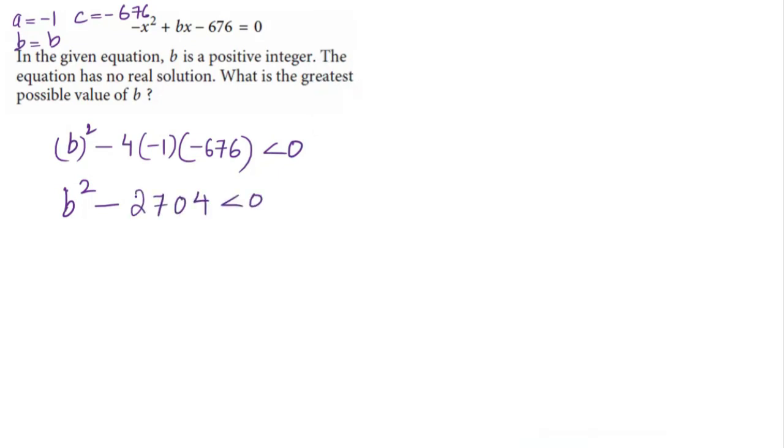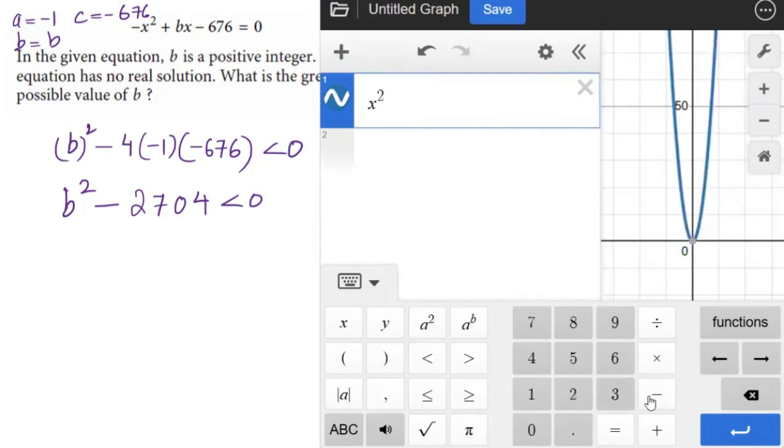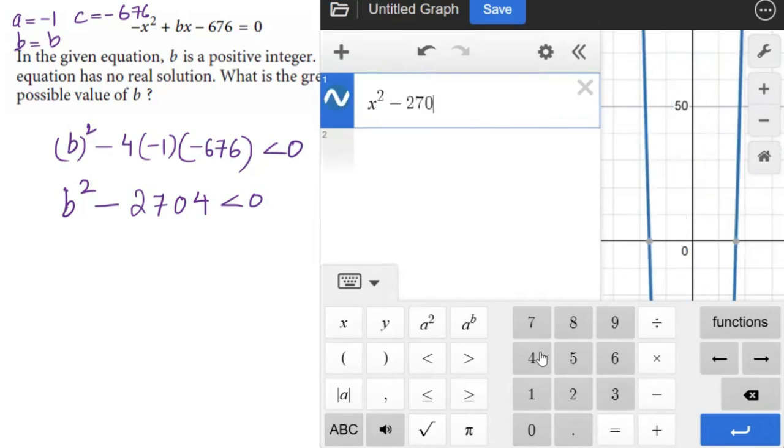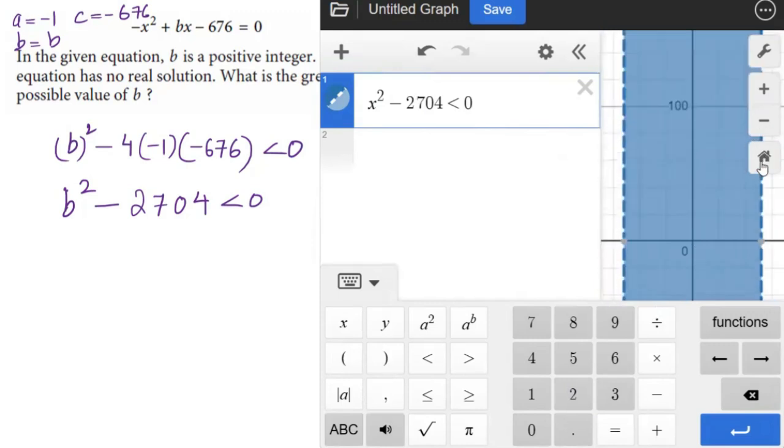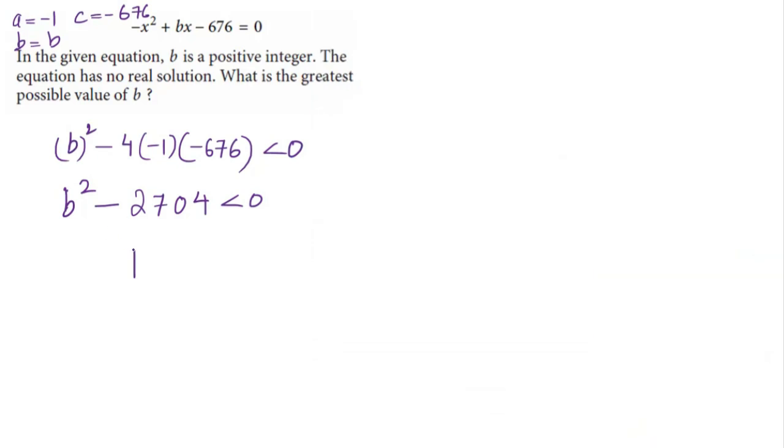Now, this is another broader concept in quadratics. How do you solve quadratic inequalities? But the good thing about Desmos is you can use Desmos to solve quadratic inequalities. Let me show you how. So put x squared minus 2704 and put it less than zero. So you'll see this region over here, which is the desired region. So you can see the x values, in this case. So my solution is that it's less than 54.